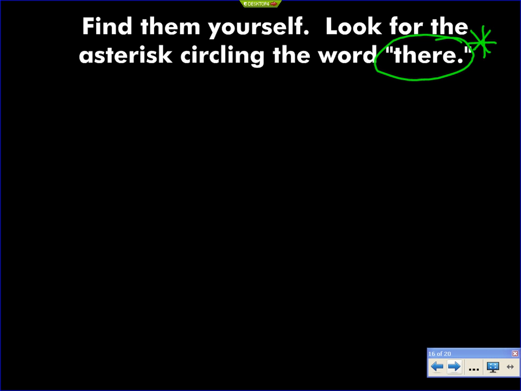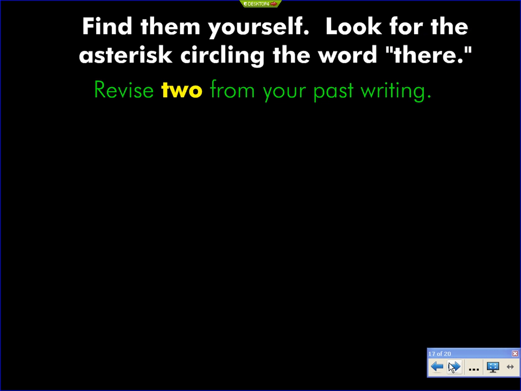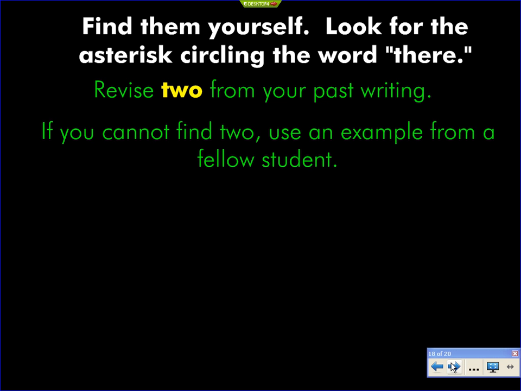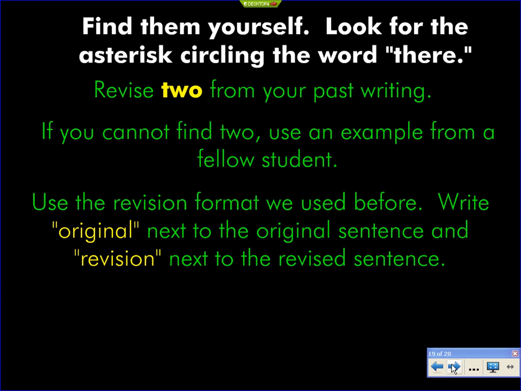A very easy way to do this, of course, is to use Microsoft Word and a word find to find there in all your writings. But I want you practicing today with the revision. I want you to revise 2 from your past writing. If you cannot find 2, use an example or 2 from fellow students. So if you don't have 2 examples from your own writing, if you don't particularly have this problem, then share with other students. Use the revision format we used before. Write original next to the original sentence and revision next to the revised sentence. So remember that revision format that we used before.